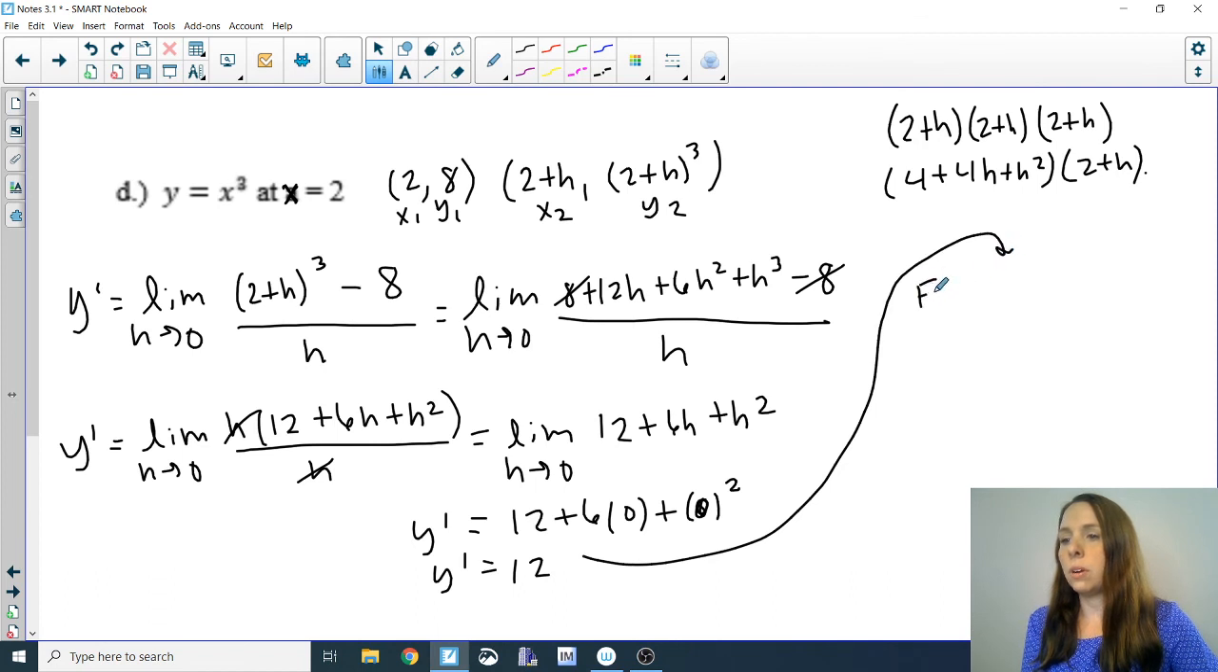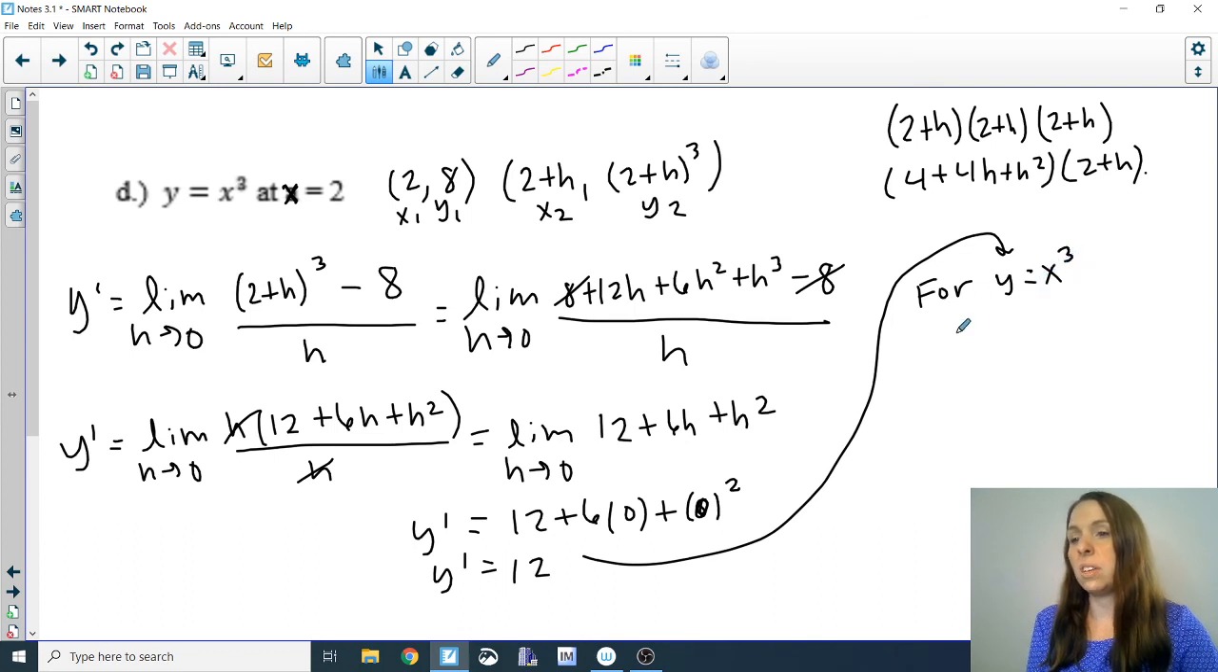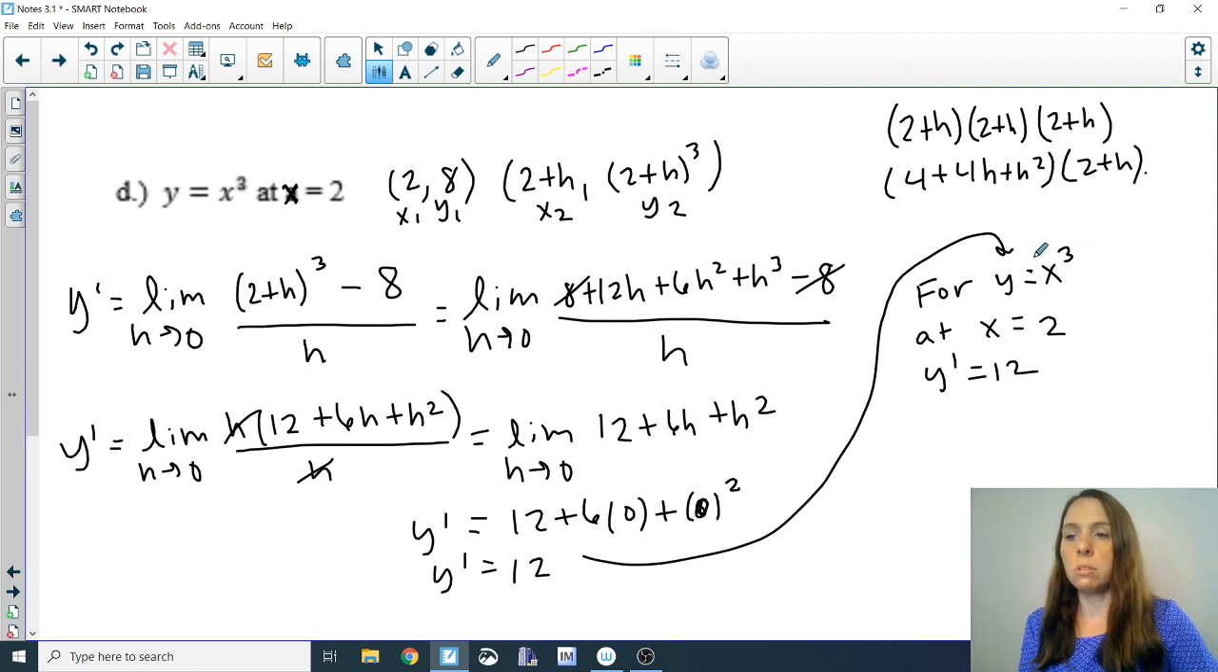So 4. This is kind of an important one if you're really serious about figuring out the little shortcut that could be used for all of these that we've been doing. This is an important one to ponder. For y equals x cubed at x equals 2, we get a y prime value of 12. Like, where's the shortcut? What do you do to this, then plug in this to get that?